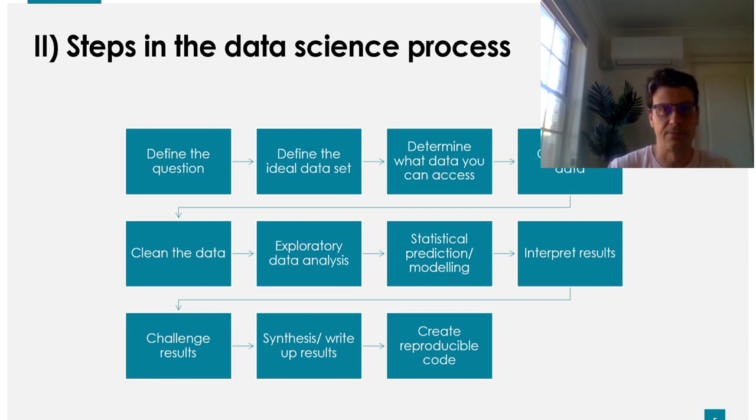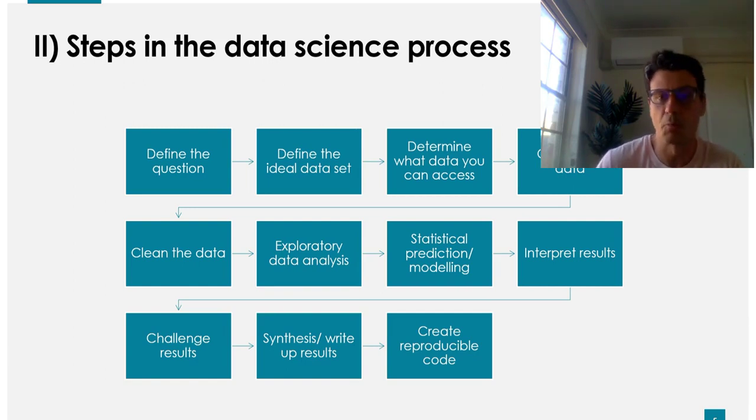So step one, you'd start with defining the question. So it always starts with a question. What are you trying to do? What are you trying to answer? And then after that, that question leads to you defining the ideal data set, which may or may not exist, but if you could get your hands on, you would ideally like to have to answer the question. But then what you actually have will be a subset or be different to this ideal data set.